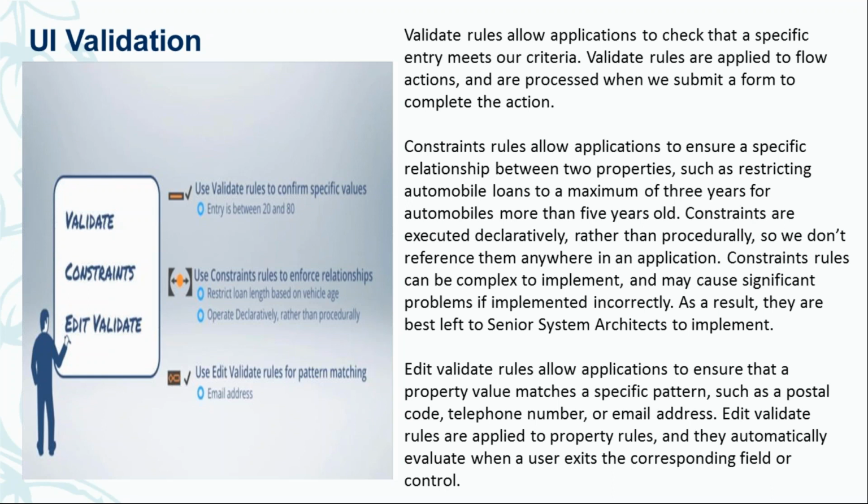Pega provides some predefined edit validate rules to do that. In the same way, in the US there are different formats for SSN numbers, so we can provide the format for that. And US phone numbers have hyphens, so we can also specify that it must be entered in the same format. That's what we need to do with the edit validate rule.